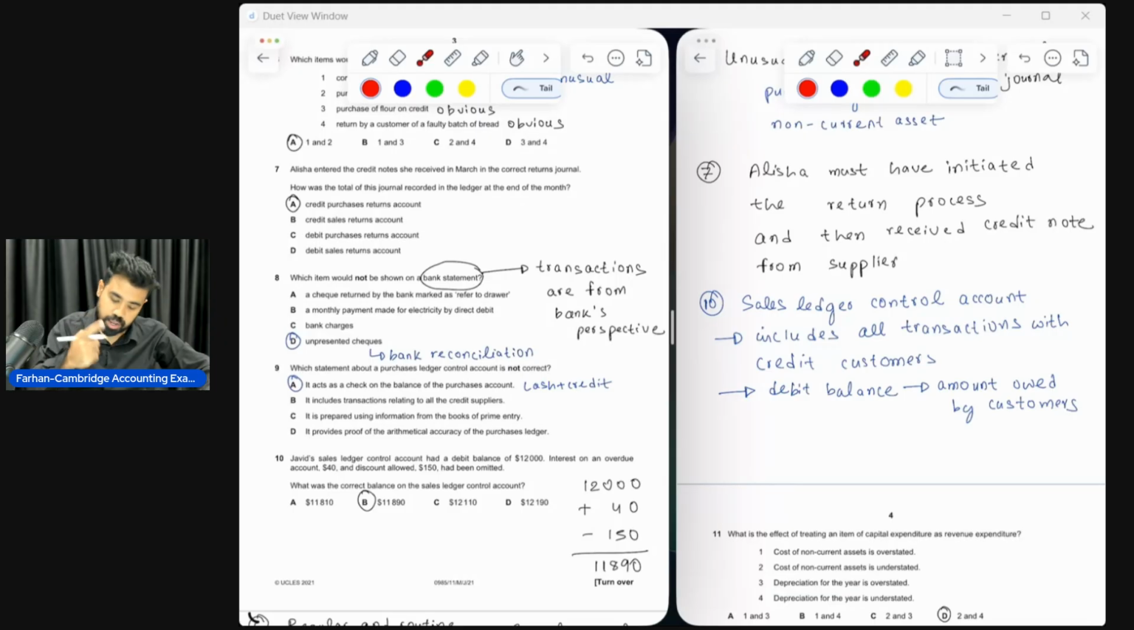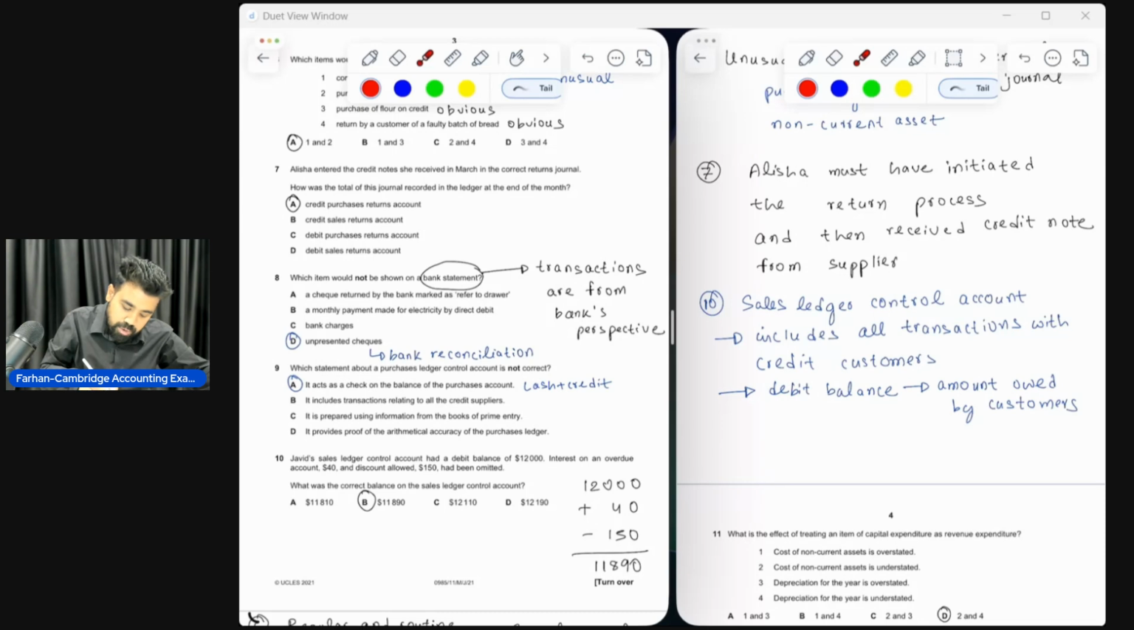Starting with option A. A check returned by the bank marked as referred to drawer. This is normal, I would say, because a check returned by the bank is referring to dishonored checks, where, let's say, whenever you want to process the check, whoever gave you the check didn't have enough money in the account, so therefore the check got dishonored or bounced.